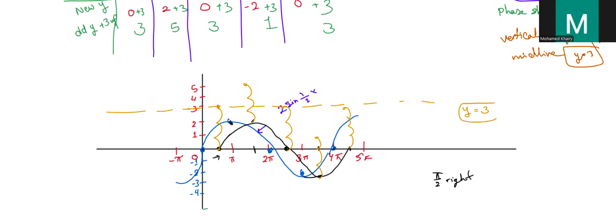How is the graph now? Connect the graph. Very simple and very nice. So now we translated by pi over 2 units to the right. It was there. And up 3 units. Amazing, actually. I found it amazing.